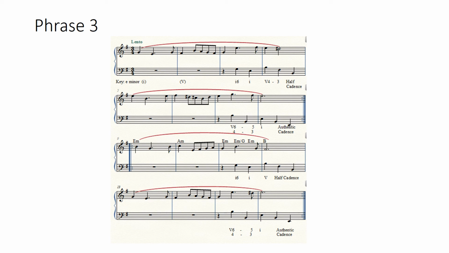Now, part of our instructions is including all of the root quality symbols for this phrase. So in bar 9, it's E minor. We do not have an inversion to indicate because there is no bass line. Bar 10, A minor. Bar 11 on the downbeat is E minor. There's no bass. Count 2 is E minor over G, and count 3 is back to E minor. And then we have a B for our 5 chord at the end of the phrase. We now look like we are finished.